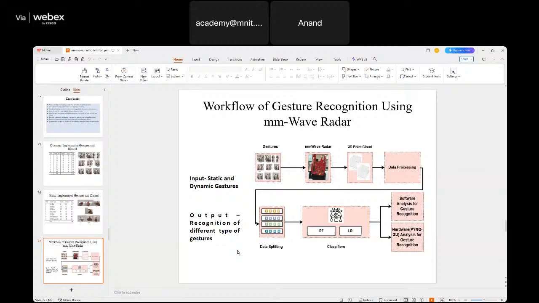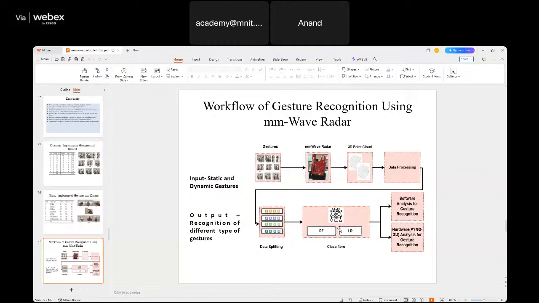This is the flow chart of hand gesture recognition. First we take the data, different types of gestures, static and dynamic, and then we convert the binary form into a 3D point cloud. Then we process it using top view filtration. This is the data processing. Then we split the data into two parts, in an 80 to 20 ratio. Then we give the data to machine learning to classify the gestures.